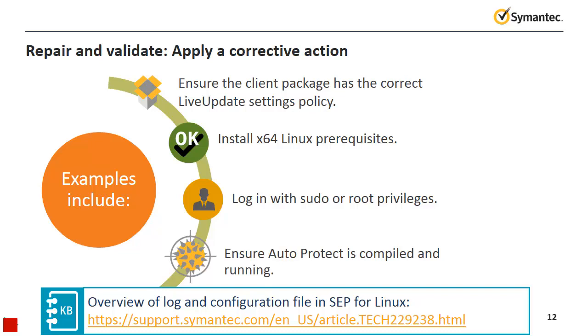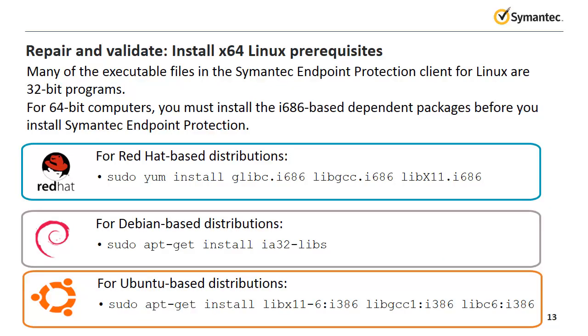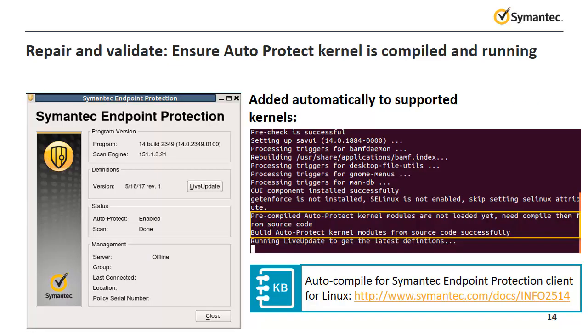After setup, ensure AutoProtect is compiled and running. If the computer is running 64-bit Linux, ensure that it has x64 prerequisites. On 64-bit Linux, you must install the 32-bit supporting library for SEP for Linux to run because many binaries are 32-bit. Use the commands shown to install these components.